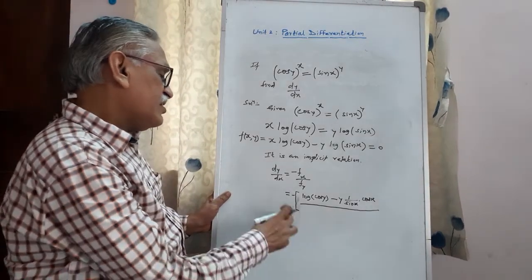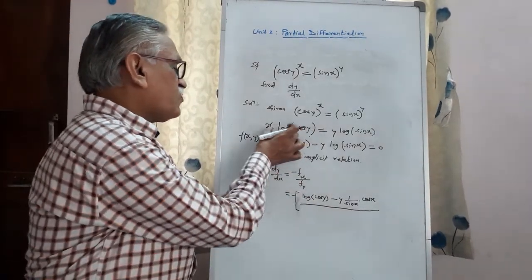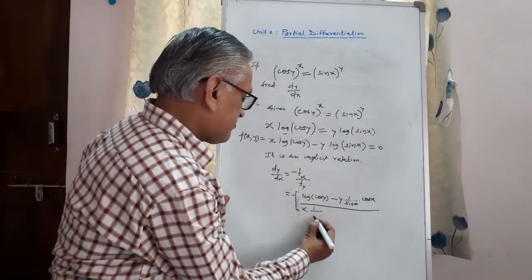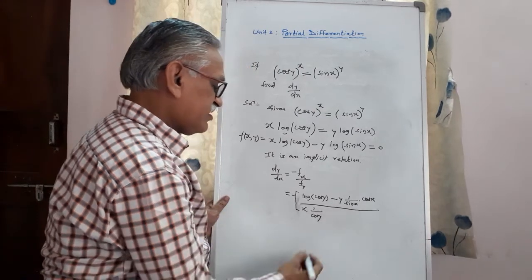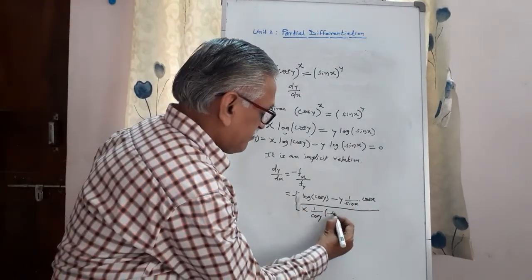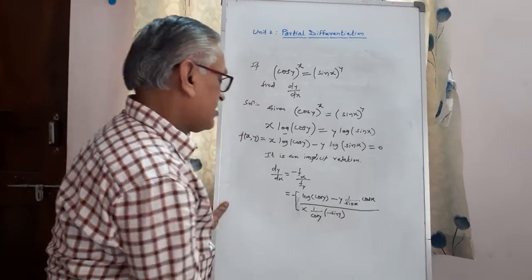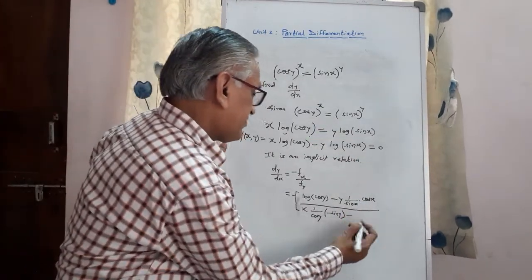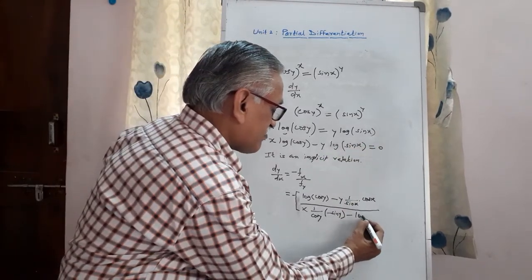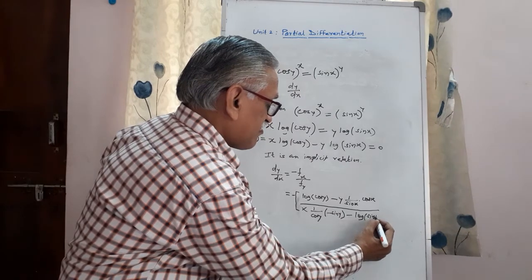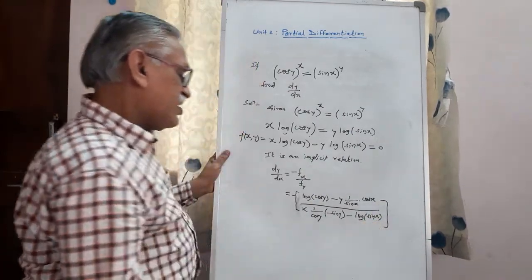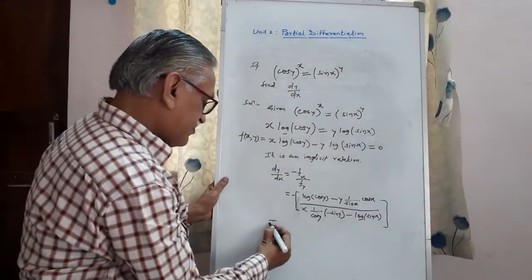Okay. Then differentiating with respect to y, x is constant term, derivative of log is 1 by cos y, and chain rule of this, derivative of cos y is minus sin y, and minus derivative of this term, this time log sin x is constant term, okay, and derivative of y is 1. This is the result. Simplify it.